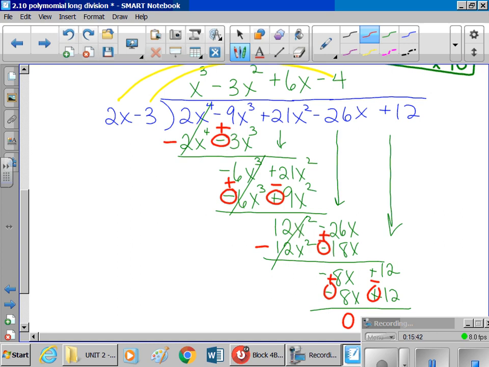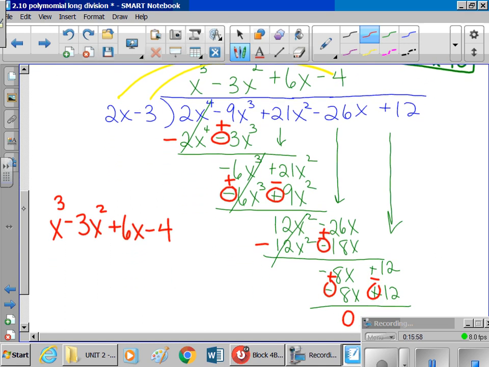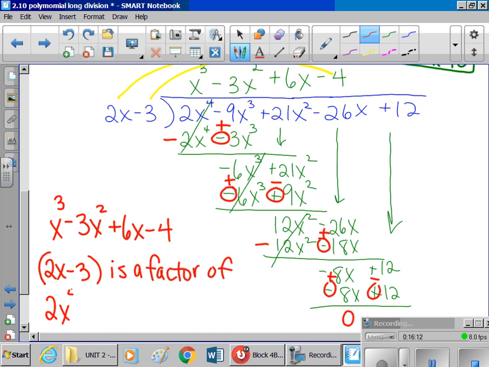So my answer to this is going to be x cubed minus 3x squared plus 6x minus 4 with a remainder of 0. And the second part of this asks, what does that say about 2x minus 3? When you get a remainder of 0, that tells me that 2x minus 3 is a factor of the original polynomial, which is 2x to the 4th minus 9x cubed plus 21x squared minus 26x plus 12.